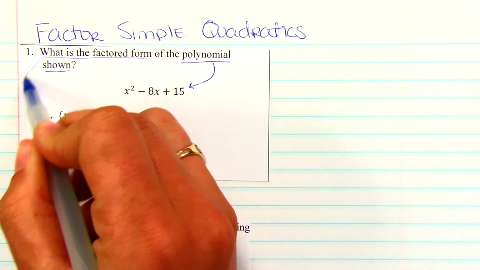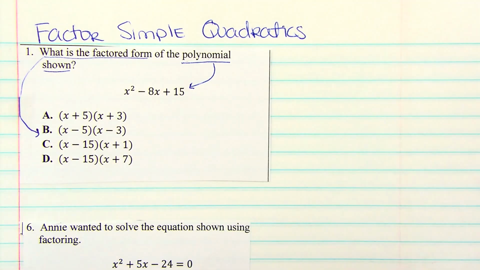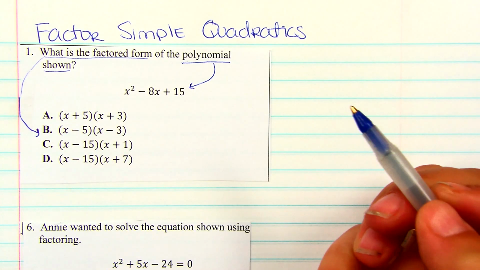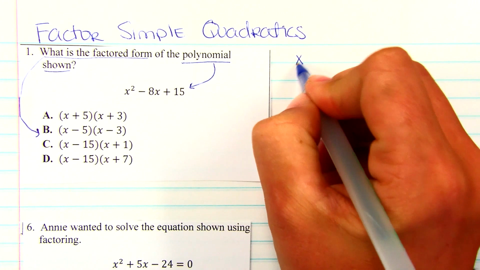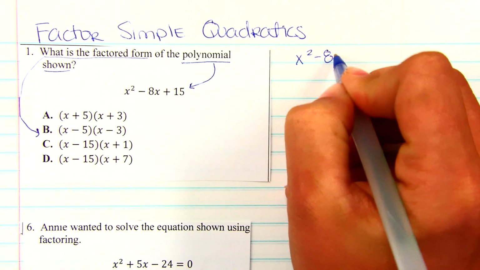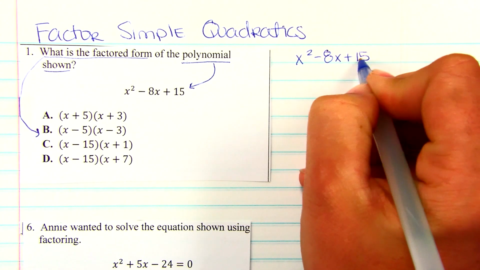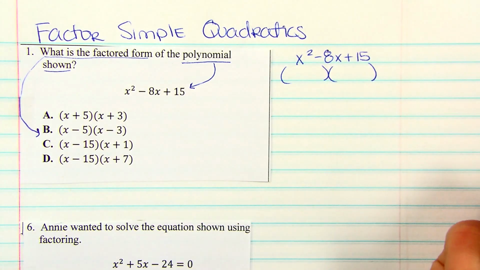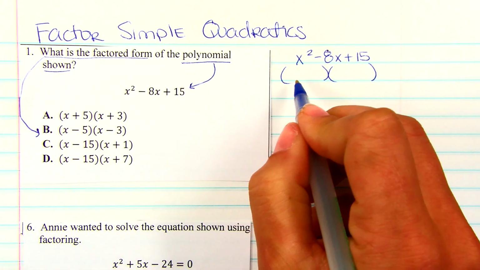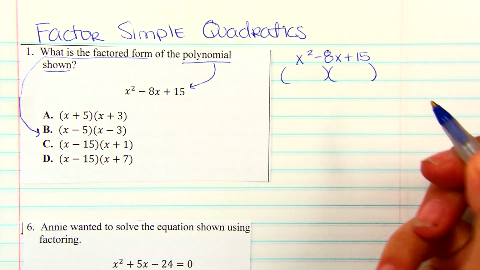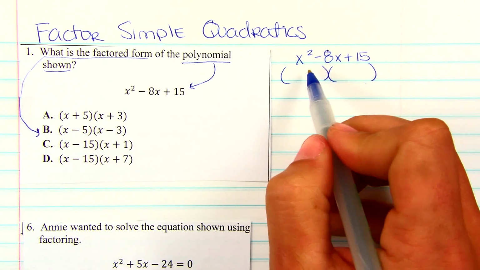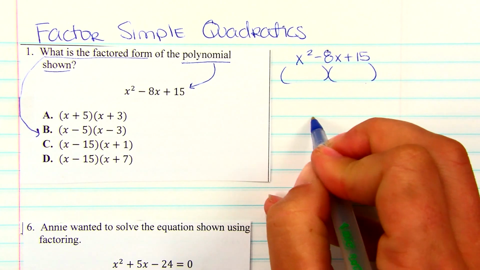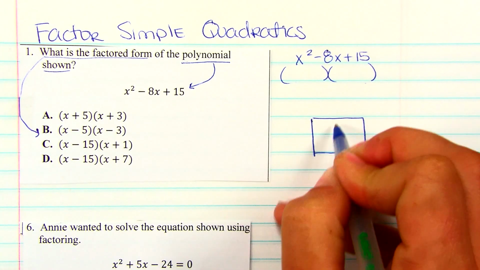I know these are factored forms of this. Okay? And so what I need to do is factor x squared minus 8x plus 15 into what looks like two binomials. This is a binomial and this is a binomial. Now, the way that we do this is we are going to factor using the box method.